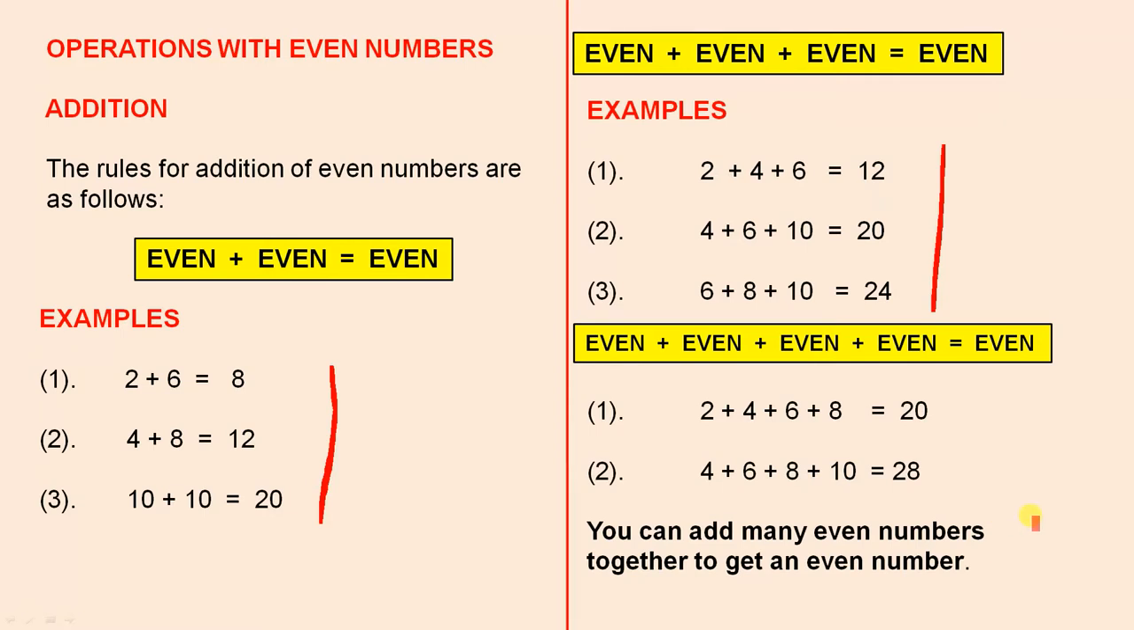So basically, this is what we have for the last one. You can add many even numbers together to get an even number. So it doesn't matter how many even numbers you add together, your answer will be an even number.